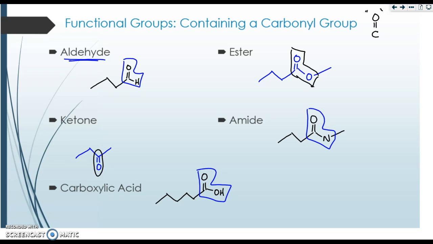Okay, so your aldehyde group looks like this. Your ketone is just this. Your carboxylic acid is this. Your ester is this. And your amide is this. Okay, you will definitely want to know these and be able to identify them. Let's do a few more and then we'll do a practice problem.